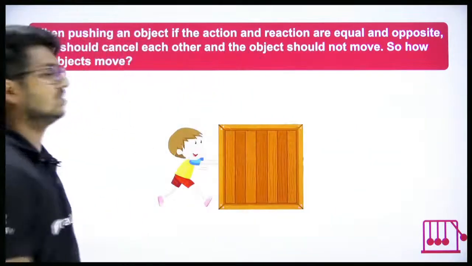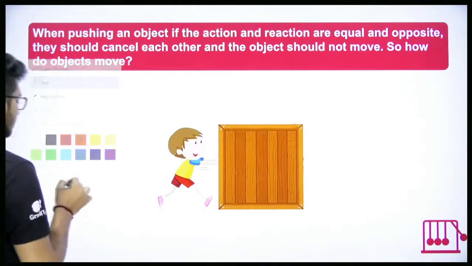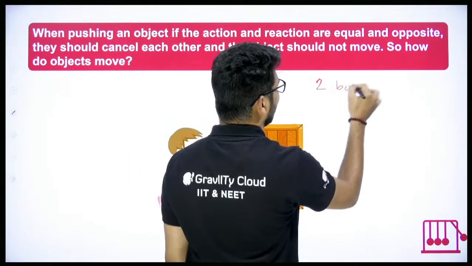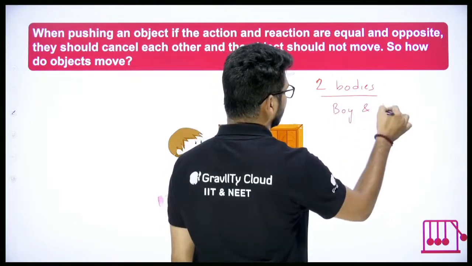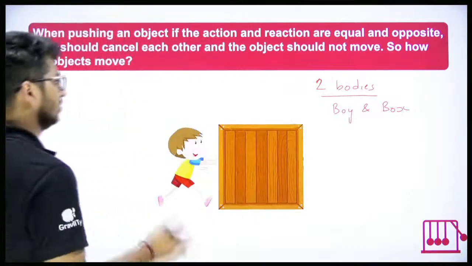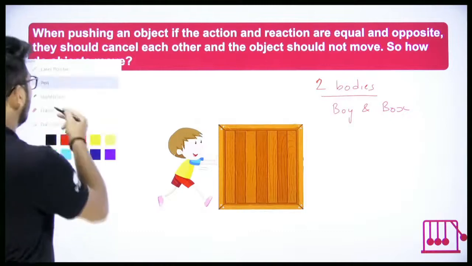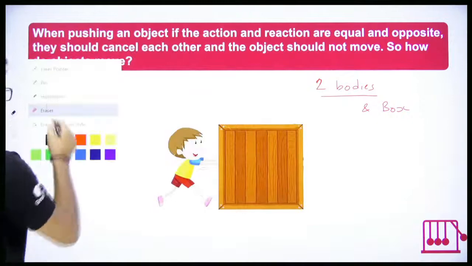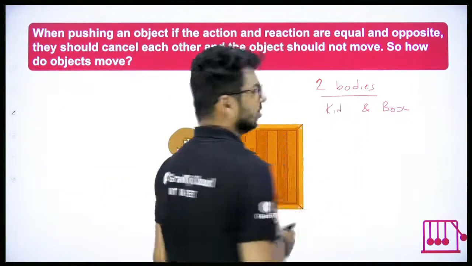So why don't the forces cancel each other out? First of all, let us identify the forces in this case. The steps: identify the two bodies. The two bodies are the boy and box. There is an issue when I say boy and box: B and B. So I'll say kid and box. There is a kid and there is a box. Okay, the two bodies are the kid and the box.